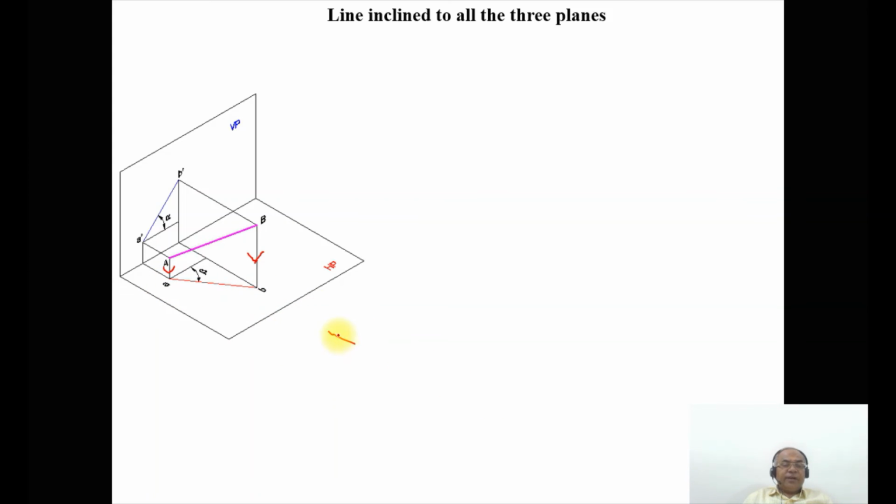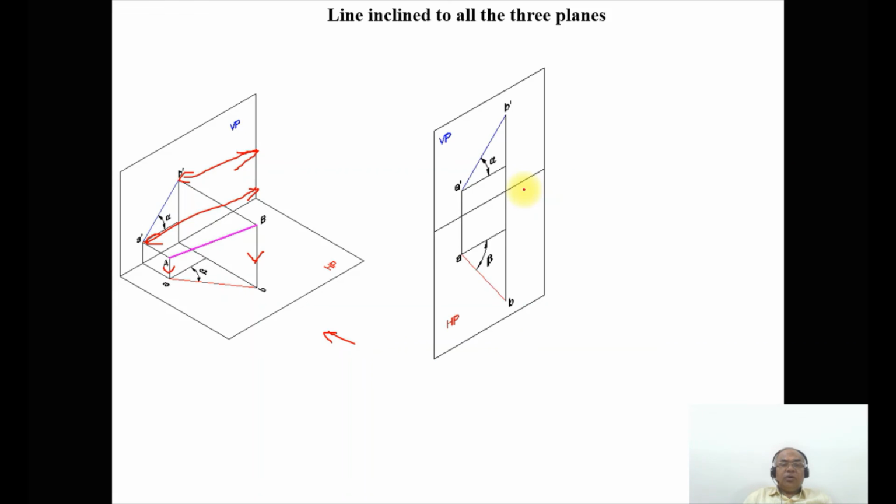Similarly, as you look from the front view, you can see that A dash is above HP by some distance and B dash is above HP by some other distance. Therefore, the line is inclined to HP. And similarly, the two endpoints of the line, B dash and A dash, are not equidistant from the right profile plane. Therefore, the line is inclined to all three planes. You can see here, this is how you will get it in this case.